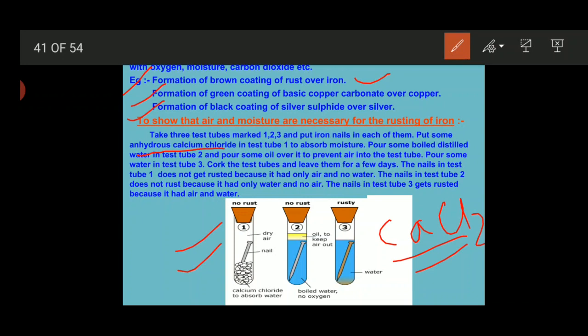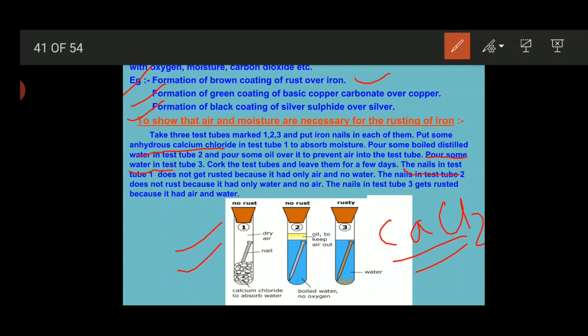In the second test tube, you have to put some distilled water along with some amount of oil, which prevents the direct contact of air to the iron nail. Now, in the third test tube, you have to pour some amount of water. Now, put a cork over all three test tubes. After that, leave them for a few days.